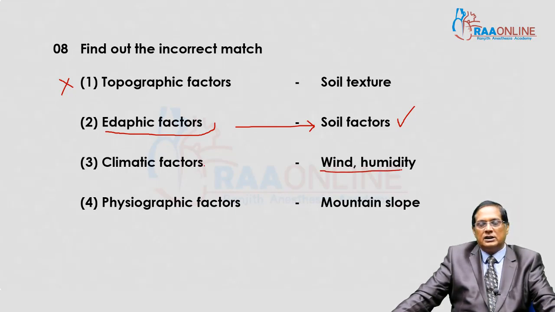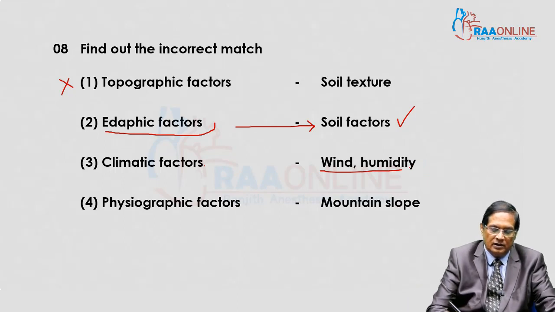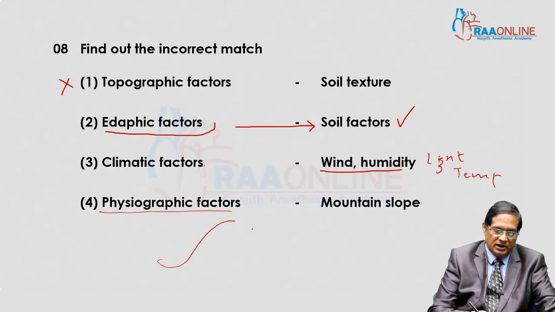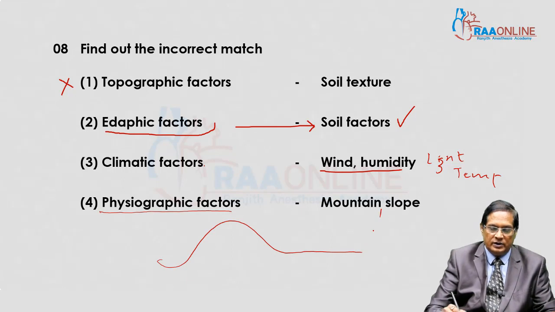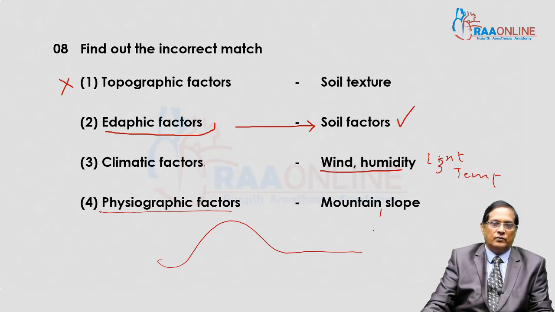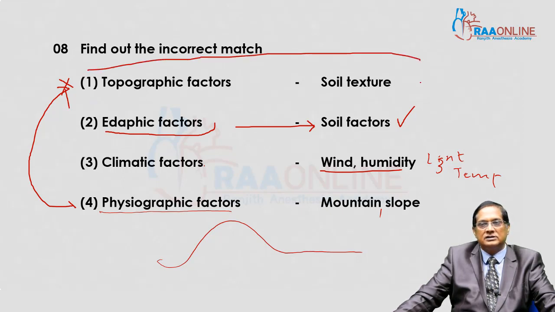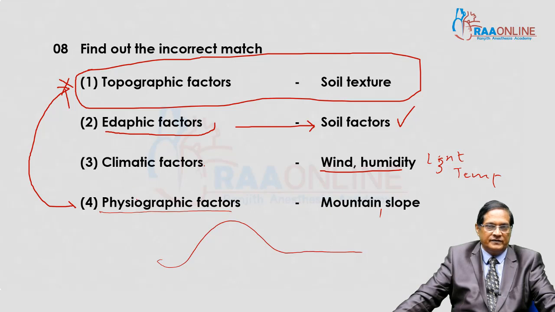Then climatic factor: wind and humidity, that is, temperature and light are also considered. They are also part of this one. And physiography, I have already mentioned, that is what type of surface of earth, mountain or slopy. Mountain, slopy, plain, that is all part of the physiographic factor. Physiographic factor is also called topographic factor. These two words are the same. So in this context this answer is wrong, because topography and physiography are the same.